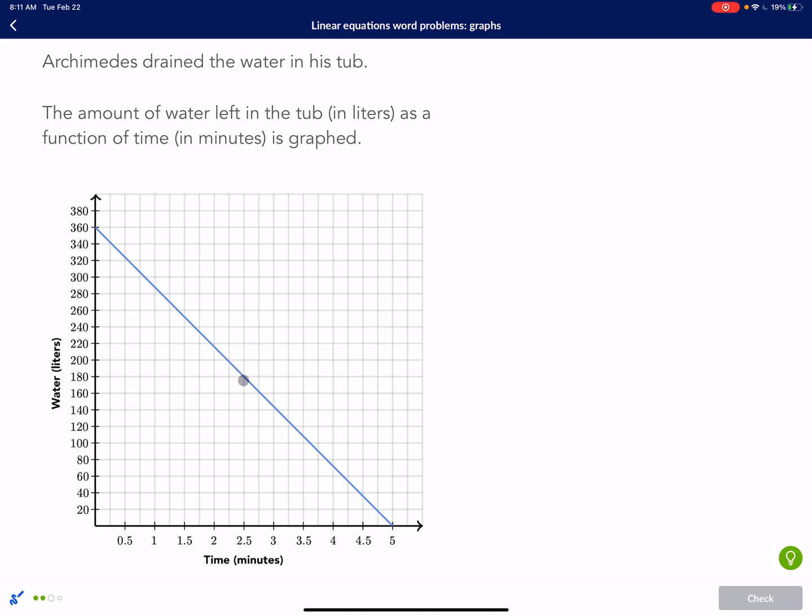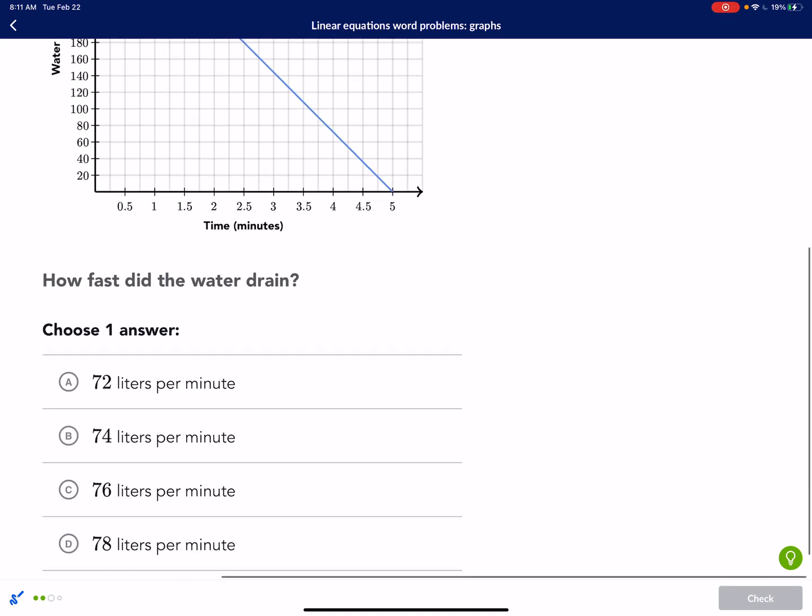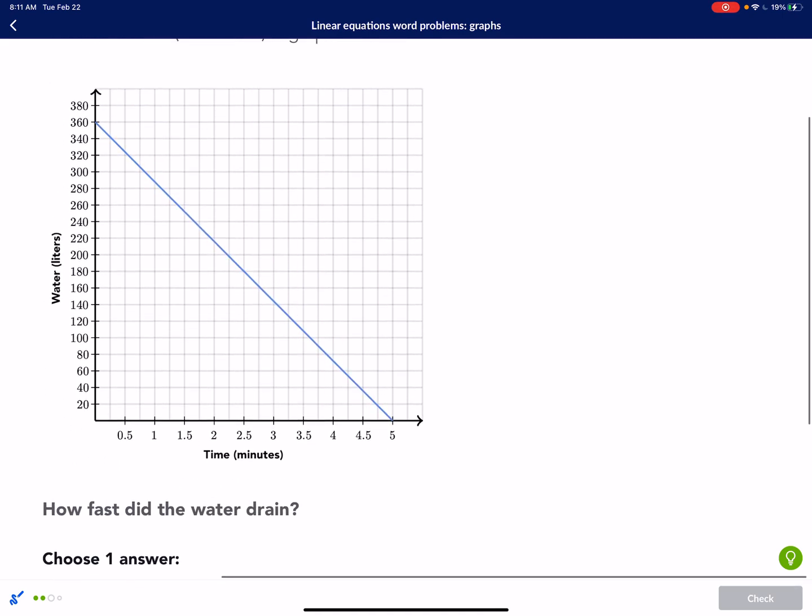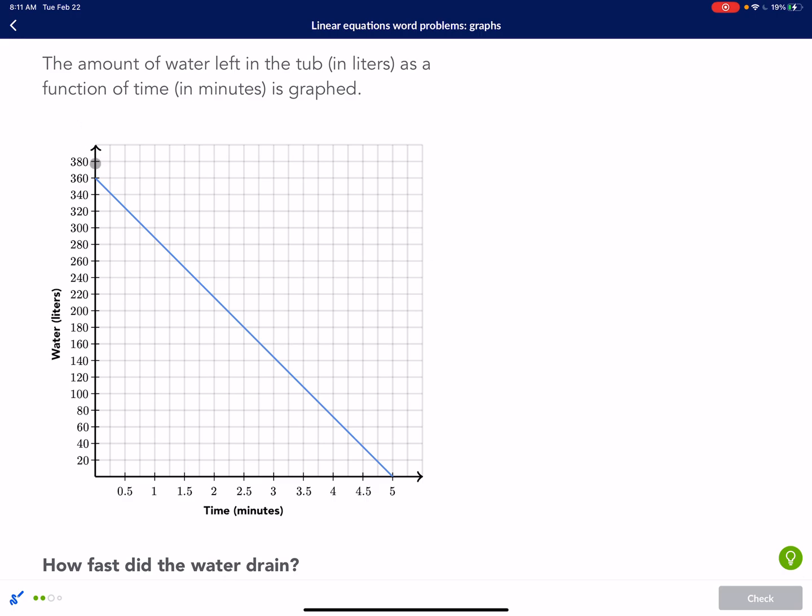But it seems like this one is. So in 2.5 minutes, it's drained about 180 liters. And then at about 5 minutes, there is no more water left in the tub. And initially, at the 0th minute, the starting point was 360 liters. Okay, so let's take a look at what it's asking. How fast did the water drain? Well, as you can see, the water is draining at a constant rate. This rate is not changing, but we don't know what exactly that rate is.